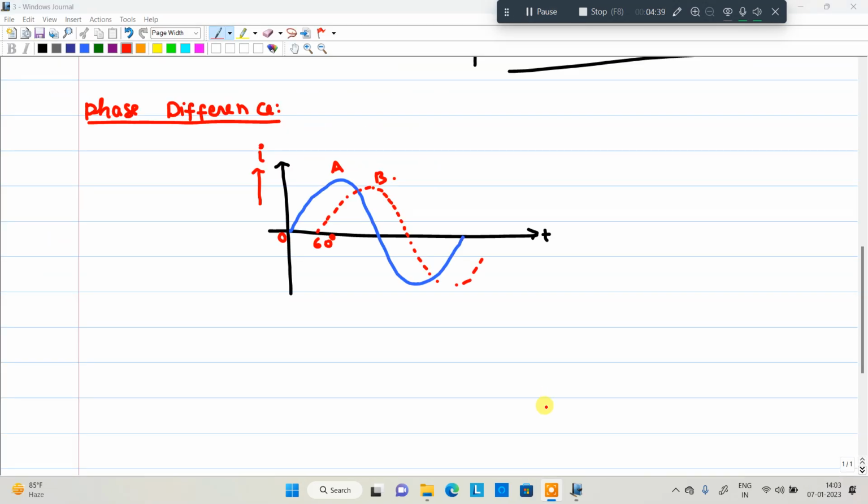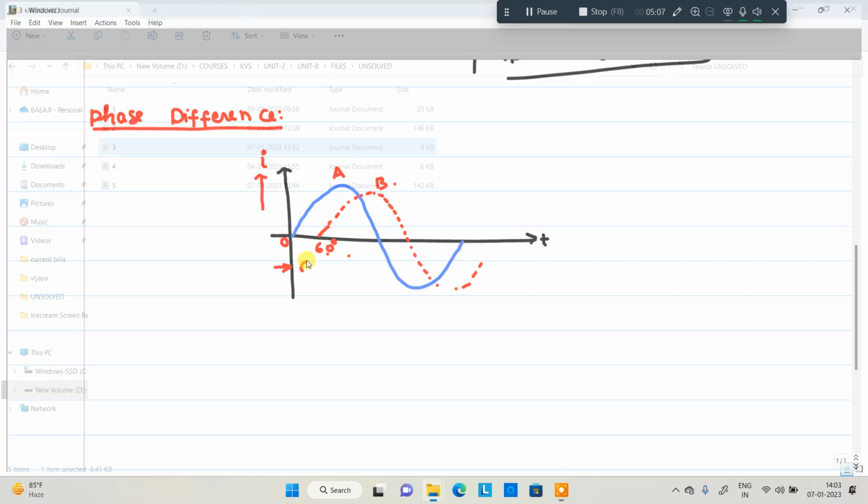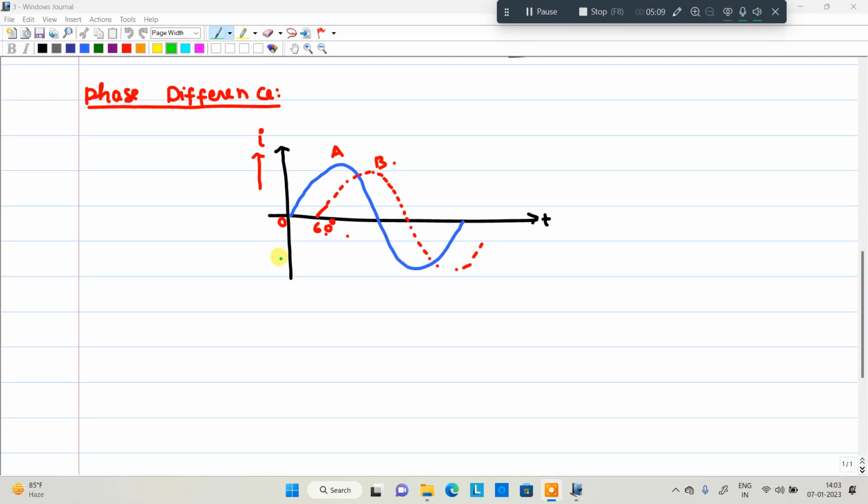So see here, everyone look at here. In this particular case, we have two waveforms. The first waveform is A, second waveform is B. So that means this particular waveform A is started, second waveform B is started after 60 degrees, right? That means what is the phase angle of B? 60 degrees. What is the phase difference of A to B? 60 degrees, right? The phase difference. So now this is 60 degrees, the phase difference.